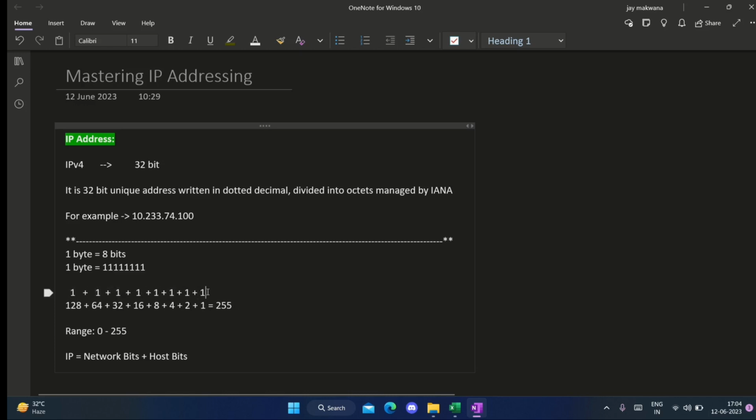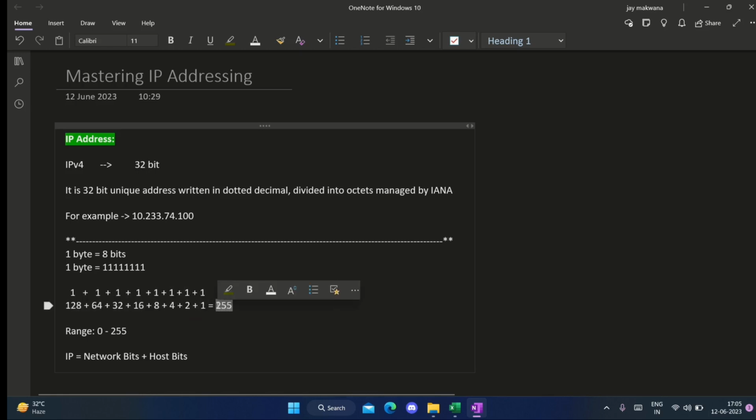This is at the 0th position. To find the numerical value, we do 2 raised to 0, which is 1. Then 2 raised to 1, which is 2. 2 raised to 2, 4. 2 raised to 3, 8. 2 raised to 4, 16. 2 raised to 5, 32. 2 raised to 6, 64. And 2 raised to 7, 128. Now when we add all these numbers, we get the sum 255.